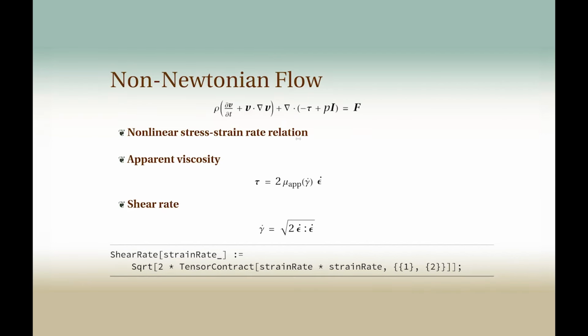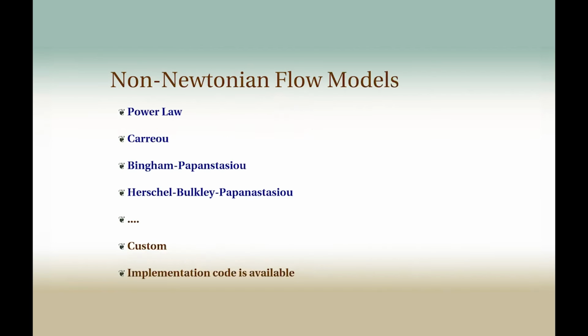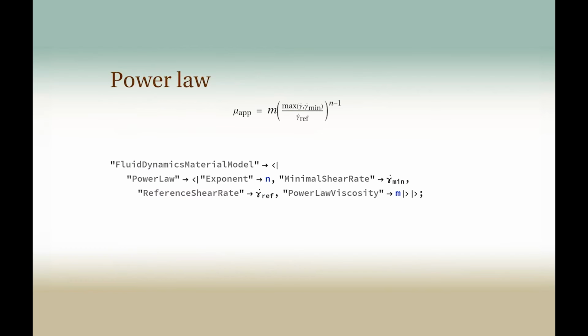So what we do is basically we approximate the viscosity with this apparent viscosity. Again, like in the hyperelastic materials, we have a collection of non-Newtonian flow models, power law, Carreau, and a few more. Here's a simple example of how you'd set it up. Fluid dynamics material model, power law is the law you want to model. You specify the exponent, this n here, minimal shear rate, and all this is explained in the documentation.